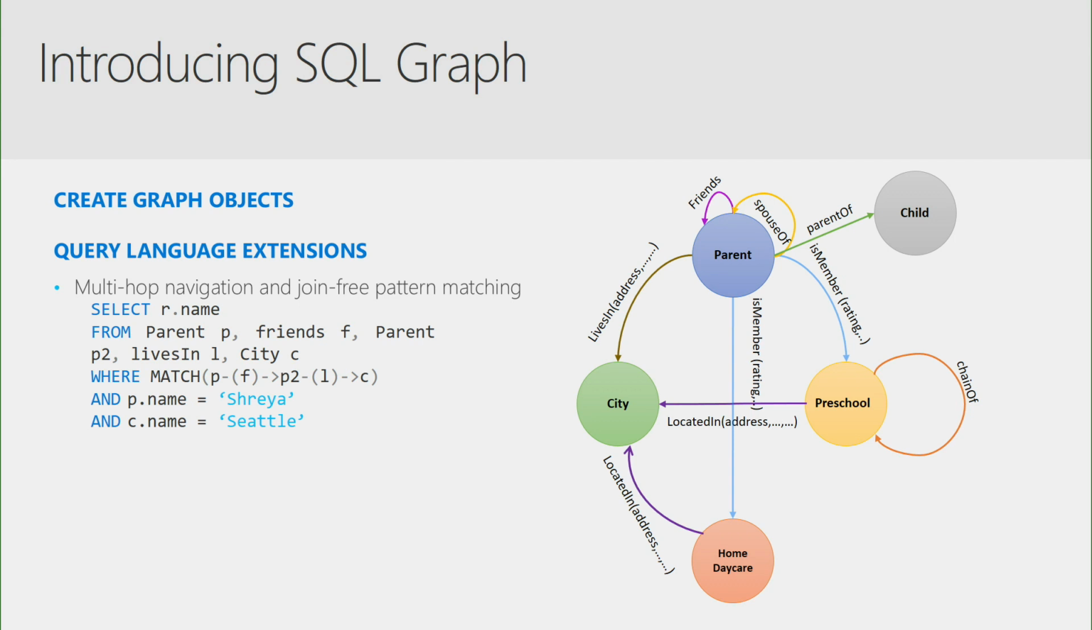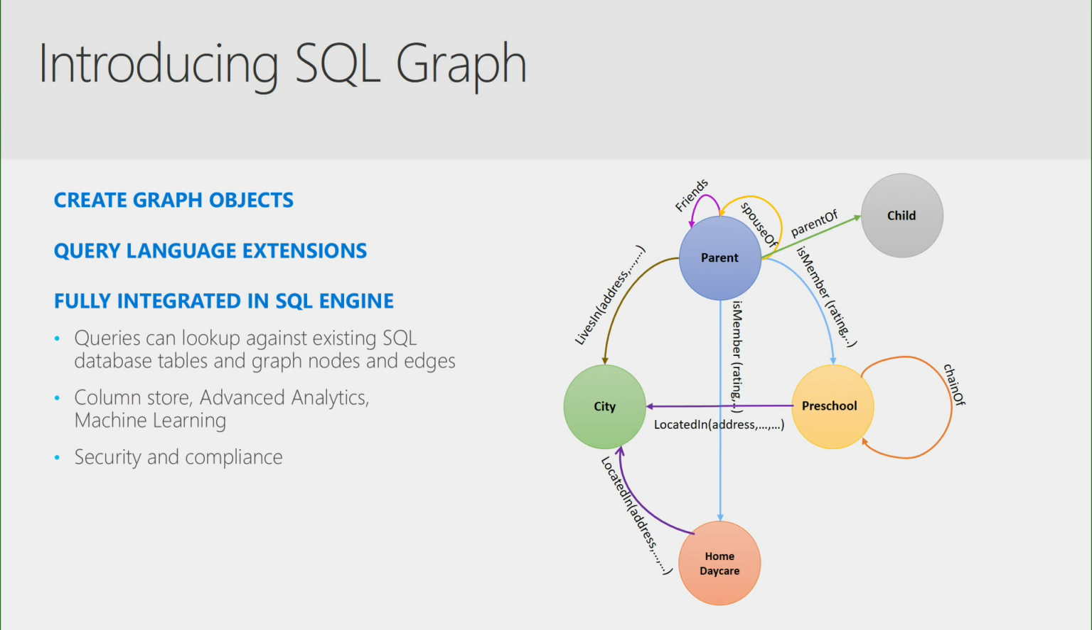The match pattern goes from a node to another node via an edge. Anything that is inside the parenthesis in that match pattern is an edge. The entities listed on the ends of the arrows are nodes in my graph. This is fully integrated in the SQL Server engine. If you have your relational schema and graph schema in the same database, queries can look up against existing SQL database tables and graph nodes and edges. And you can also have queries that go across your graph nodes and edges and tables.